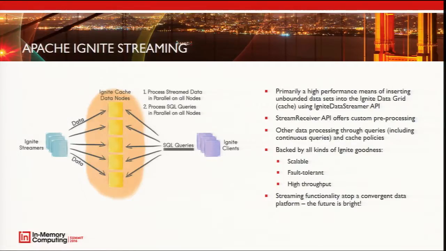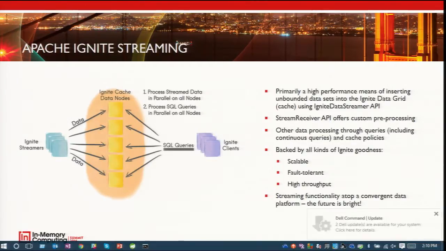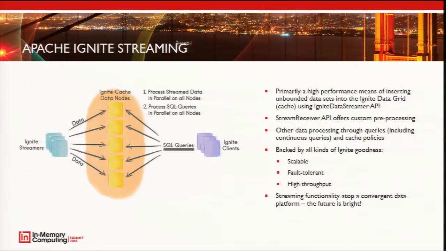Then on the left side here, you're just streaming data into the cache. On the other side, now that you have it in the cache, you can do whatever you want, right? You can manipulate the cache with expiration policies or eviction policies, and then you can do SQL queries, continuous queries, anything that you want. Now it's just a cache at that point. The cool thing about it is that you bring everything that Apache Ignite has: scalability, fault tolerance, high throughput, and of course the low latency on these queries. All that comes in for free, if you will, because you're backed by the entire Apache Ignite platform.